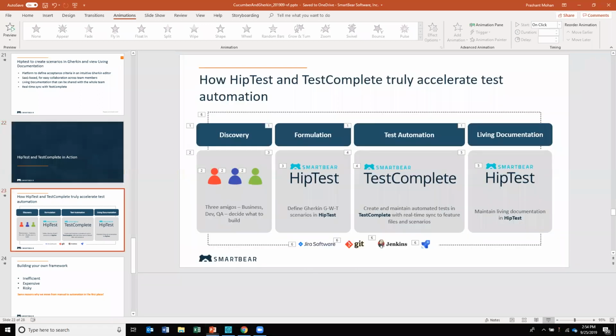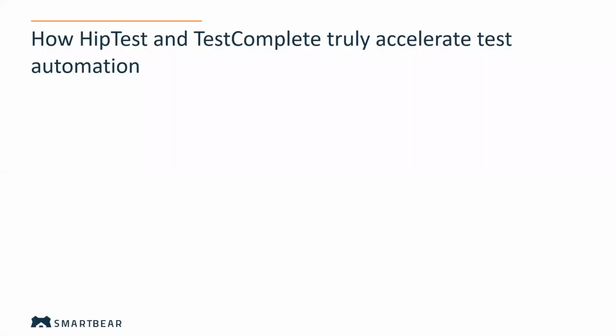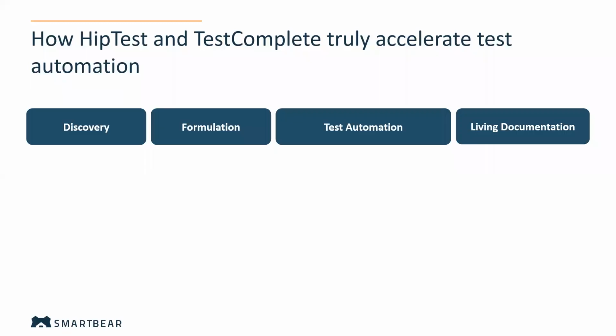So putting that all into perspective, how do HipTest and TestComplete truly accelerate your test automation? We saw discovery, formulation, and test automation, and we also have another aspect called living documentation that is stored within HipTest itself. Once you run your tests, you have documentation that is truly updated, that you can share amongst all team members and even customers in some cases.